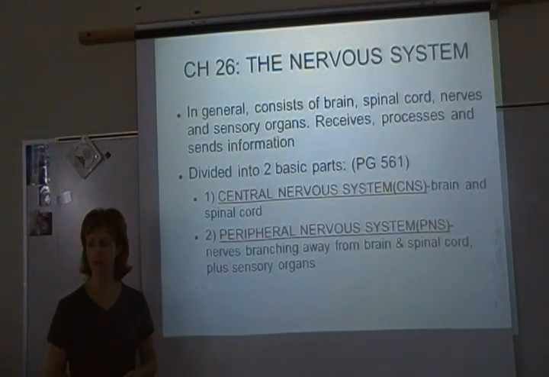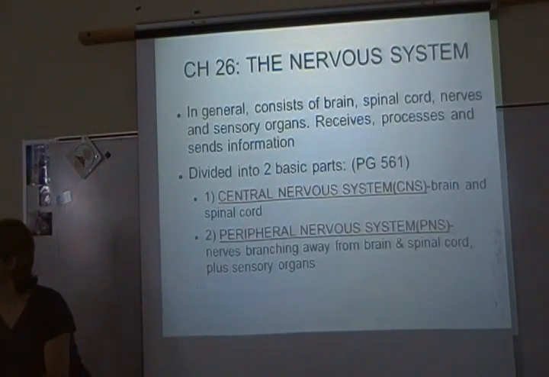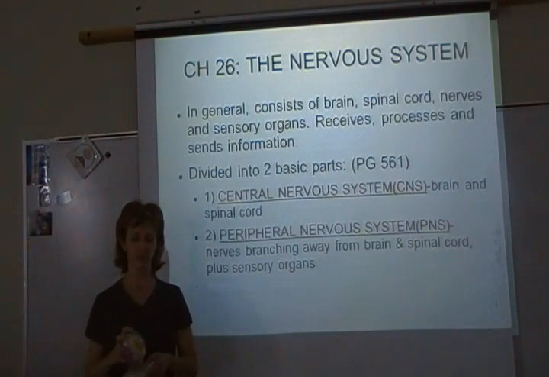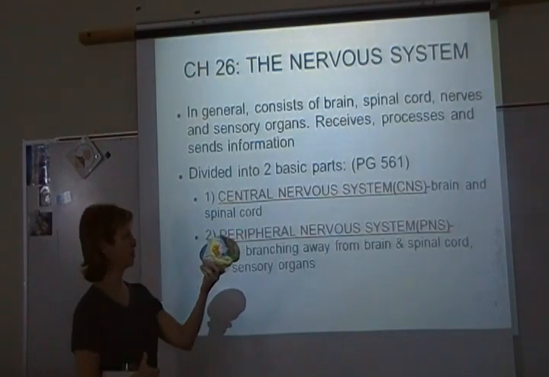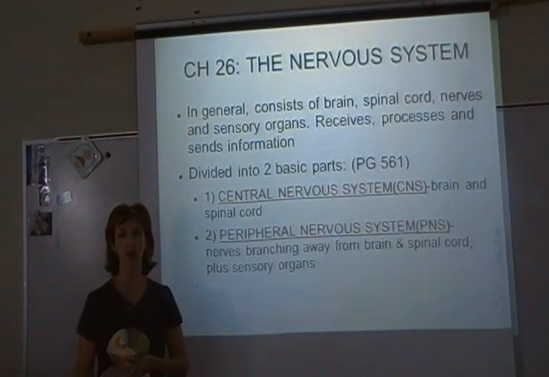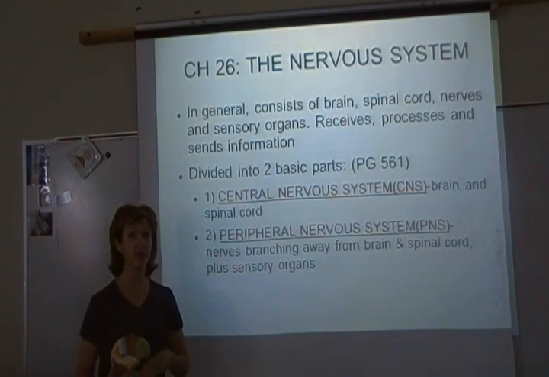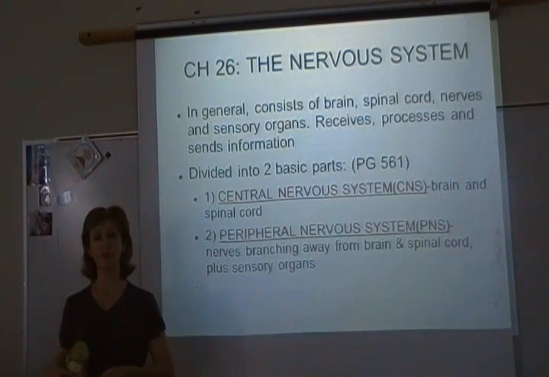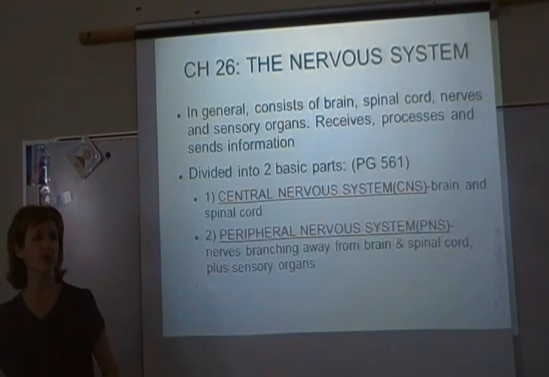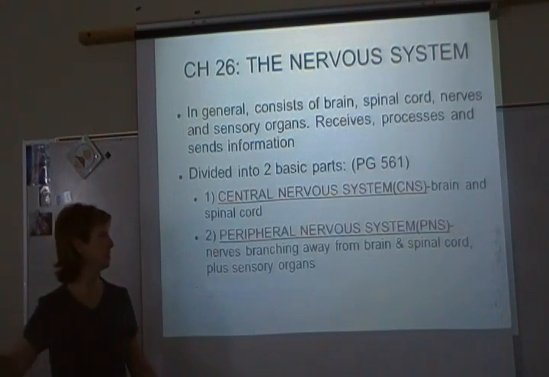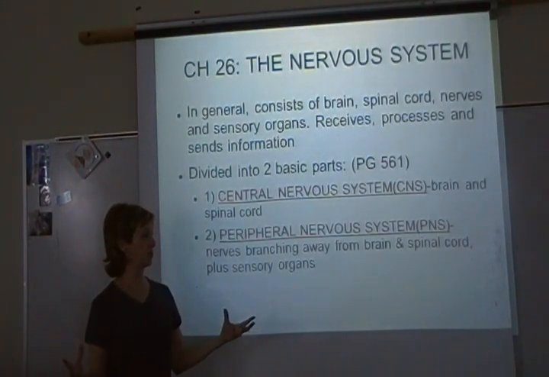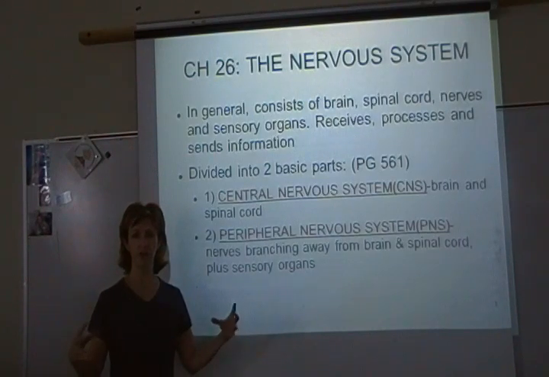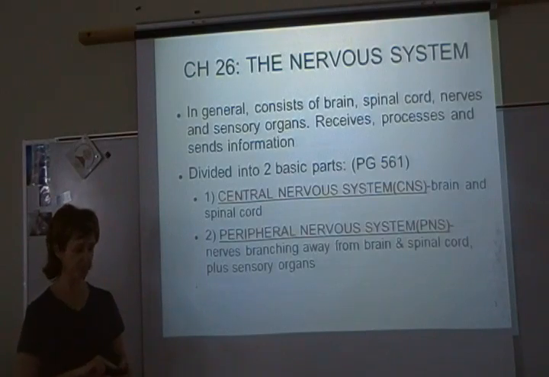Now there's two basic parts to the nervous system. The central nervous system consists of the brain and the spinal cord. The peripheral, meaning around, the peripheral nervous system consists of all the nerves that branch away from the brain and the spinal cord. So all the accessory nerves are the peripheral, meaning they surround the brain and spinal cord.